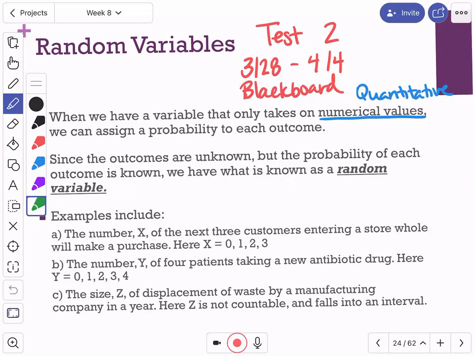The number Y, capital Y, of 4 patients taking a new antibiotic drug. We can have 0 people taking a drug, 1, 2, 3, or 4. Those are the possible outcomes. We can assign probabilities to those. The size Z of displacement of waste by a manufacturing company in a year. So here, your Z is not possible to count because it's a size, right?